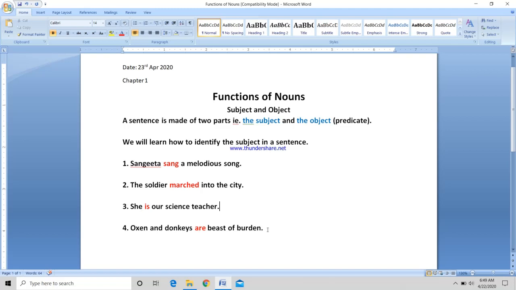Let us go to the fourth sentence. Oxen and donkeys are beasts of burden. Here in this sentence, are is the verb. And who are the beasts of burden? Oxen and donkeys. Hence, oxen and donkeys are the subjects of the sentence. So let us underline the subjects.